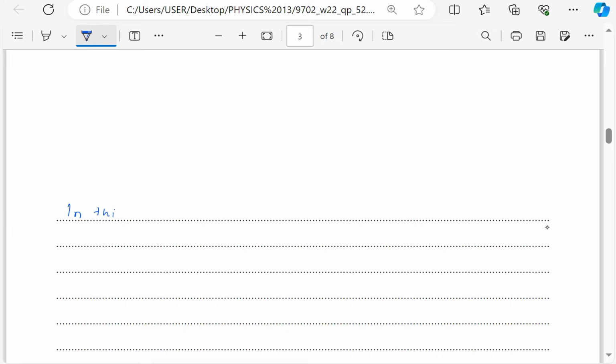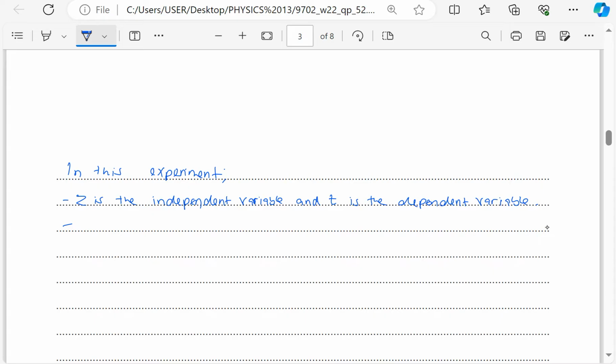In this experiment, we have said that Z is the independent variable, and T is the dependent variable. Then we mention which quantities are control variables.